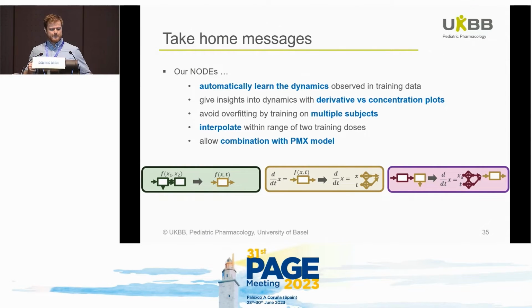So with our approach to incorporate pharmacometric principles in NODEs, we can still automatically learn the dynamics of observed training data. We can get insights into what the NODE has learned with these derivative versus concentration plots. And we learned that we should avoid overfitting by training on multiple subjects. We cannot extrapolate with NODEs, but we can interpolate within the range of 2 training doses, and we can combine the NODEs with the pharmacometric models we all know.